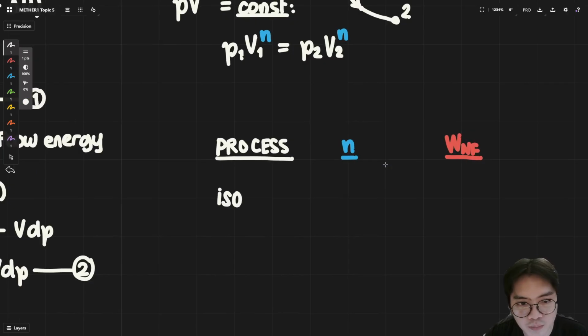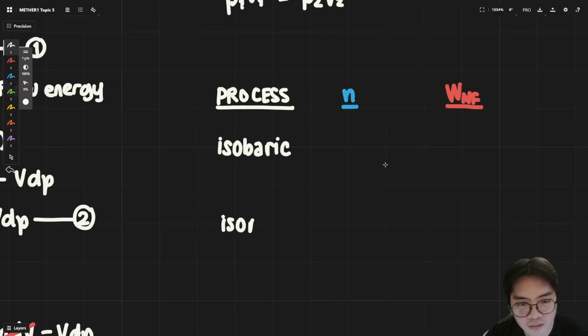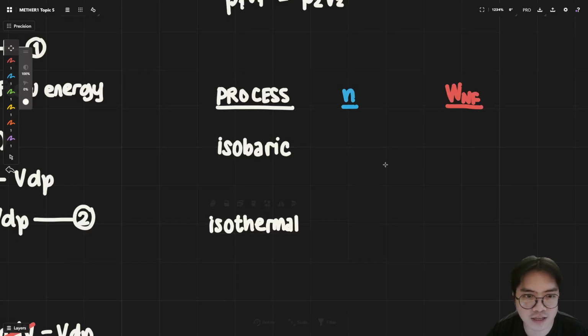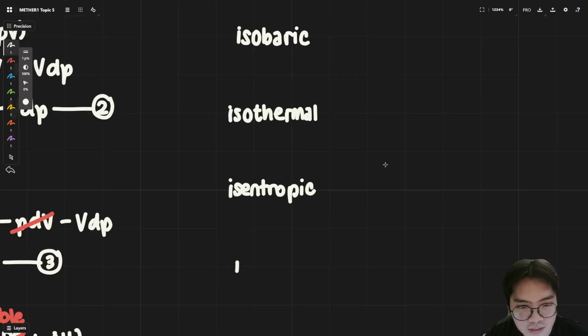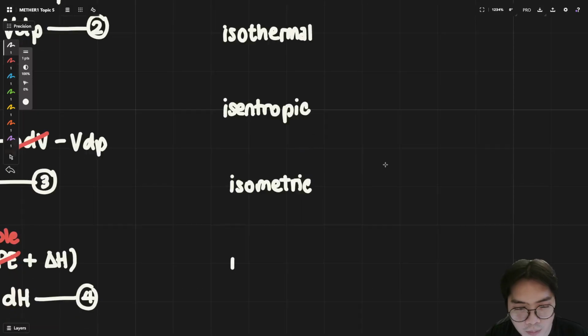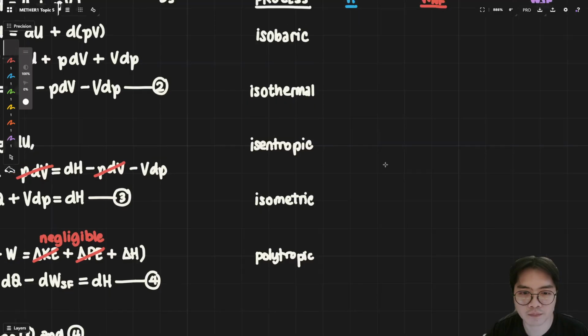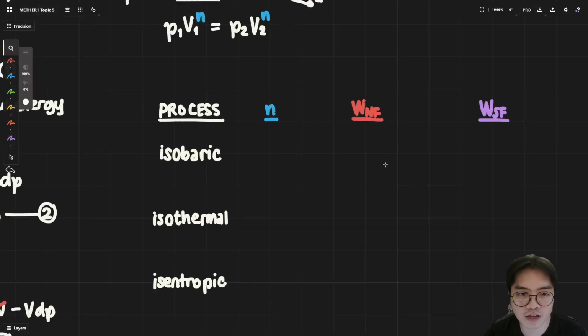We will have isobaric, isothermal, then this is going to be isentropic, and then this is isometric, and then this is going to be polytropic. Okay, now we have this, and hopefully everyone can follow along.